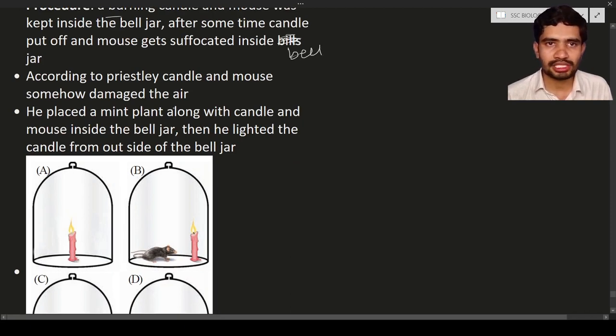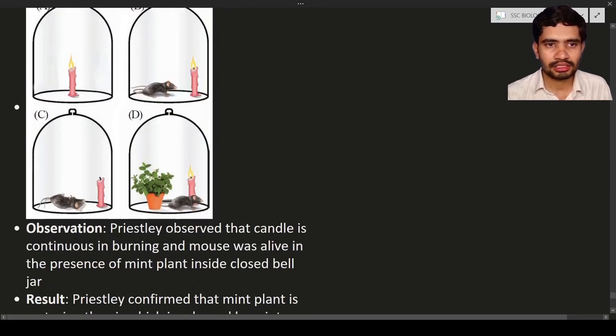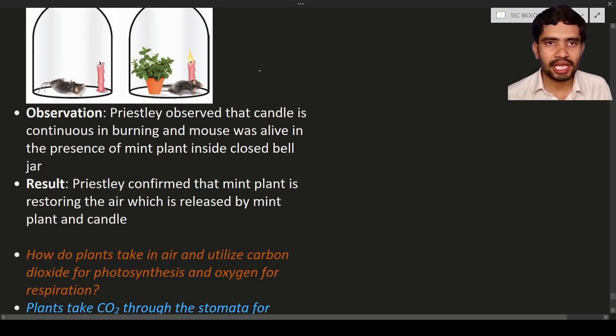According to Priestley, the candle and the mouse somehow damage the air. As a result, the candle will turn off and the mouse will suffocate and die. So in the next experiment, Priestley added a mint plant, and the candle was lit from the outside. As a result, the candle is in burning condition and the mouse is also alive.